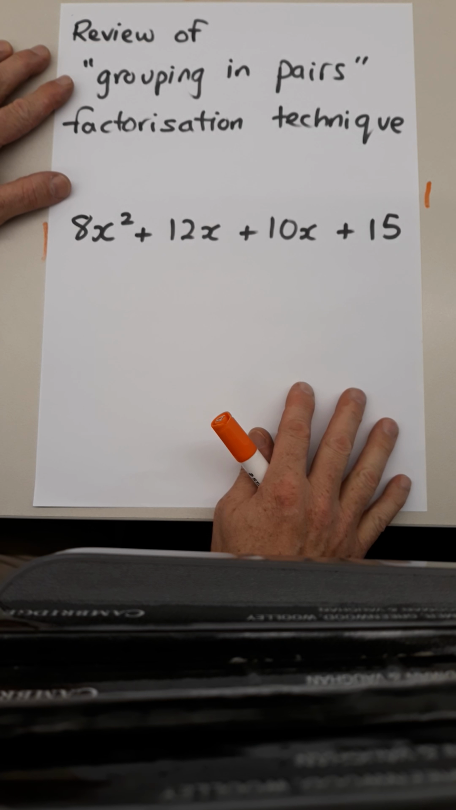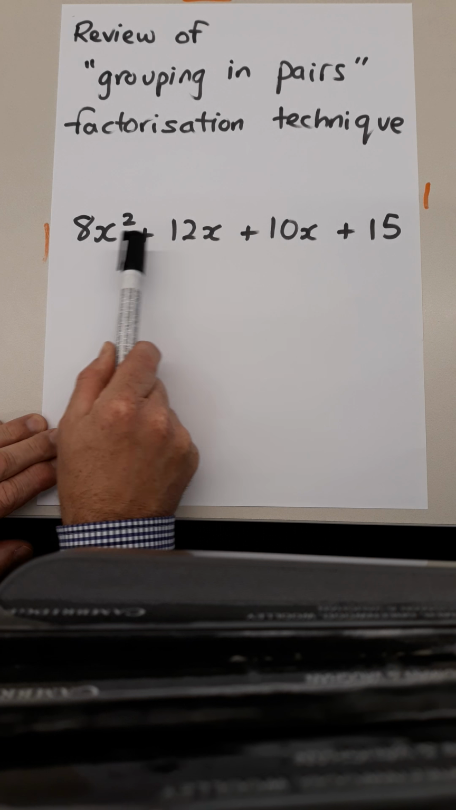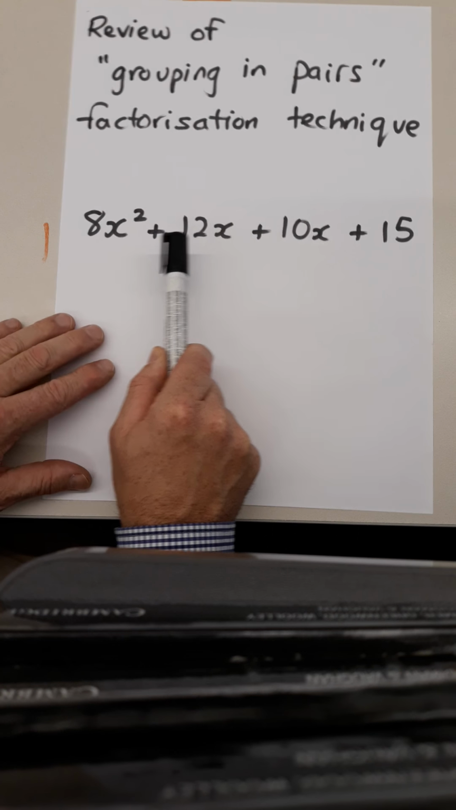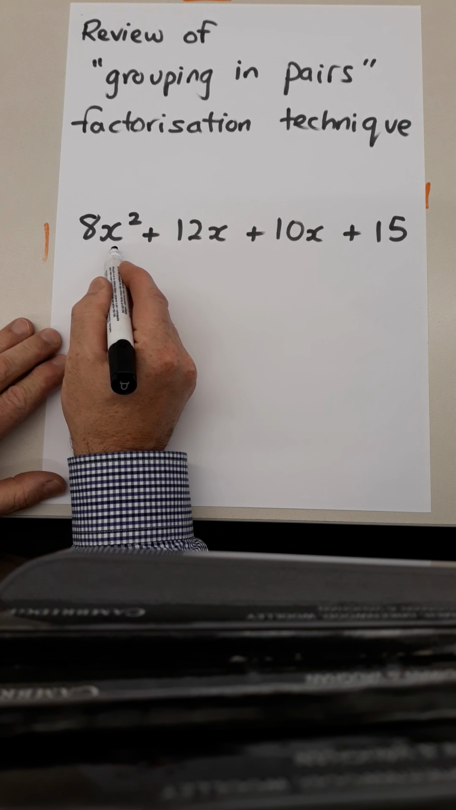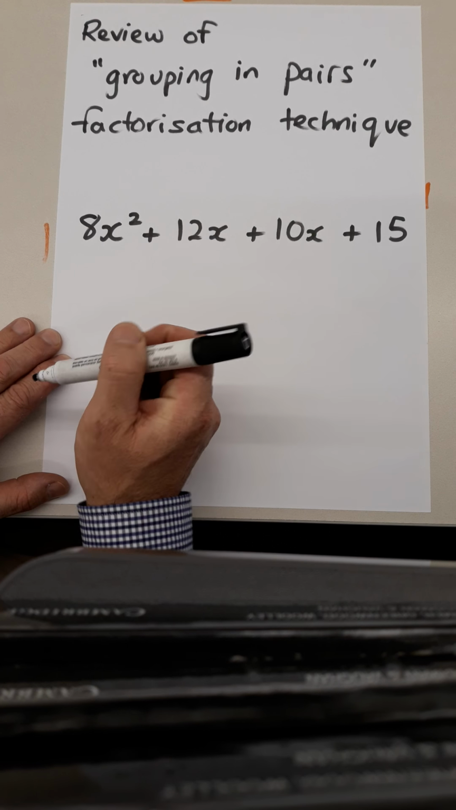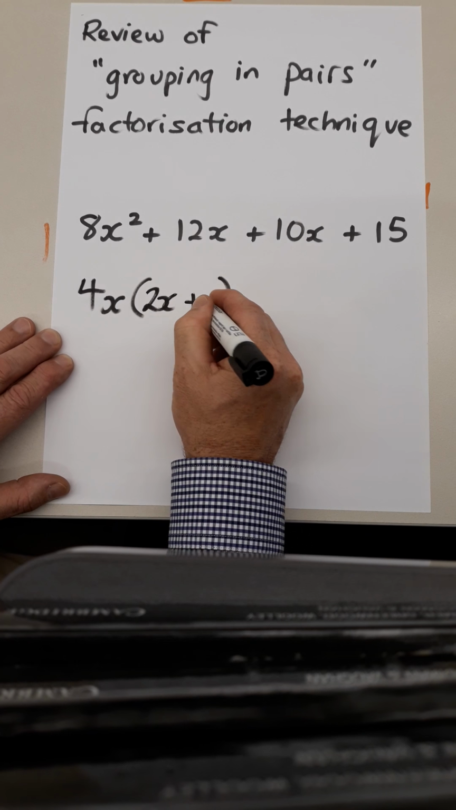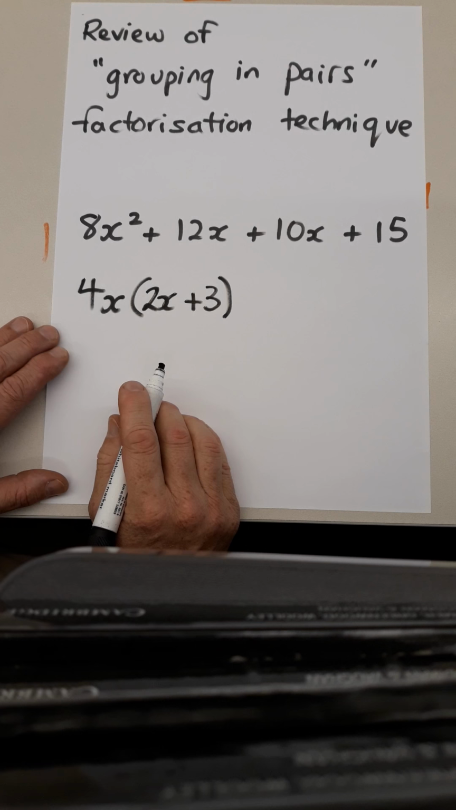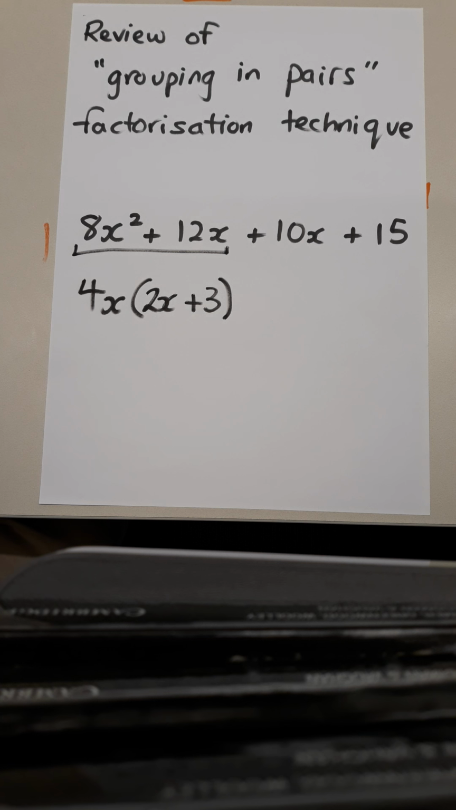Before we factorise non-monic trinomials, let's have a look at grouping in pairs as a way of factorising. So here we have a pair and another pair. So we're going to factorise these two pairs separately. Factorising 8x squared and 12x, 4 and x both go into 8x and 12x. So I take 4x out. 4x times 2x equals 8x squared. 4x times 3 equals 12. So I've just factorised 8x squared plus 12x.